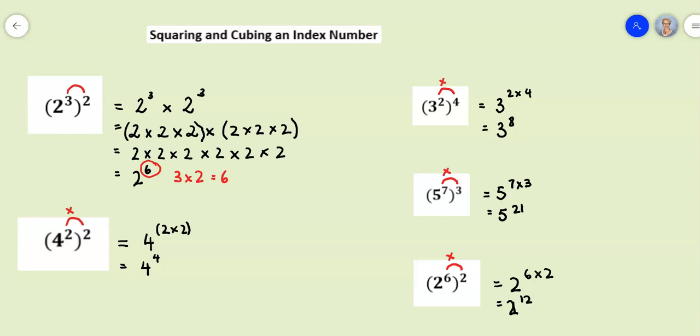This is what's known as the third index law. When we are taking an index number and then raising it to another power, what we do is we multiply the indices. This is the shortcut that we use to help us to come up with our answer. Our answers will always be in index form. I hope this makes the third index law clear for you and will make doing these sorts of examples very easy.